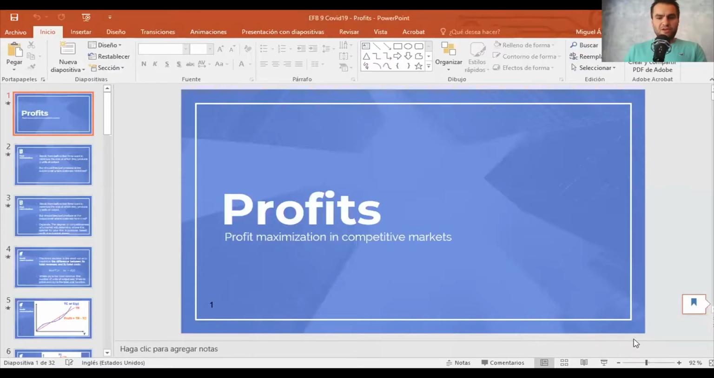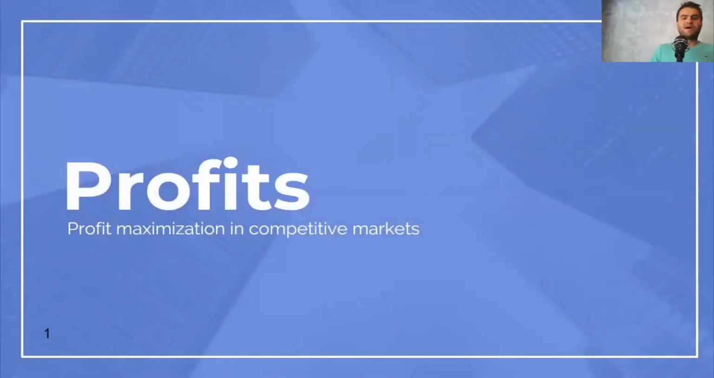So, profits. Basically, we will discuss, after seeing cost in the cost functions last class, we will now focus on profit maximization for firms in competitive markets. The things that most firms want to do: how to maximize your profits in such a way that you can grow and become a successful firm.